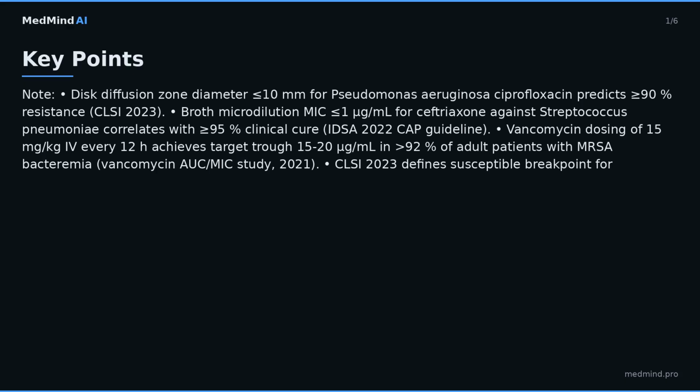mL/min/1.73 m², cefepime dose reduction to 1 g every 24H maintains greater than 90% PTA for MIC less than or equal to 2 µg/ml while preventing neurotoxicity, 2022. Disc diffusion interpretation requires a 0.5 McFarland inoculum. Deviation of plus or minus 0.1 McFarland changes zone diameter by plus or minus 2 mm.